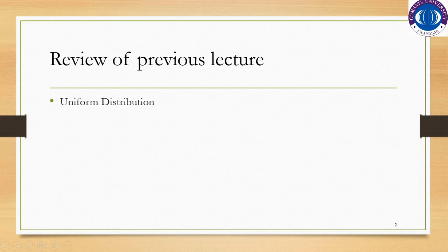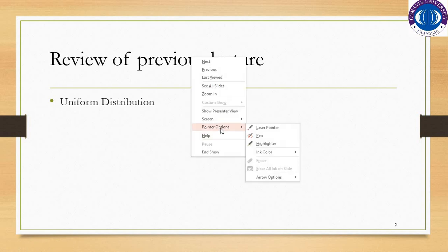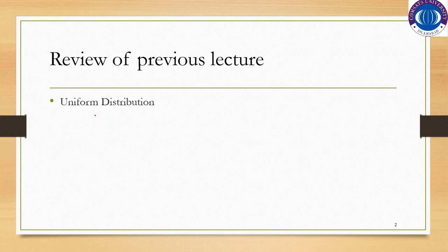In the previous lecture, we have studied uniform distribution. Uniform distribution can be split into discrete and continuous. If your random variable is discrete, then the distribution will be discrete uniform distribution, and if the random variable is continuous, then the distribution will be continuous uniform distribution.